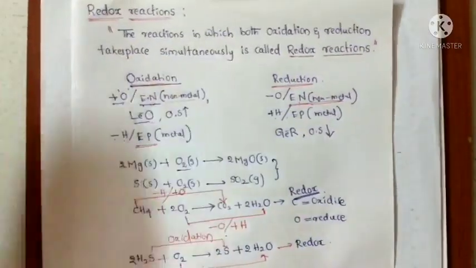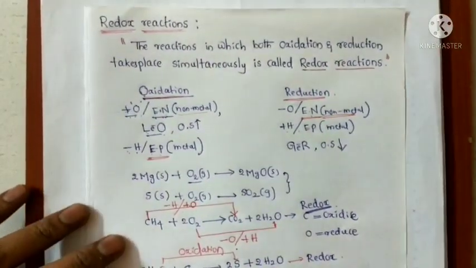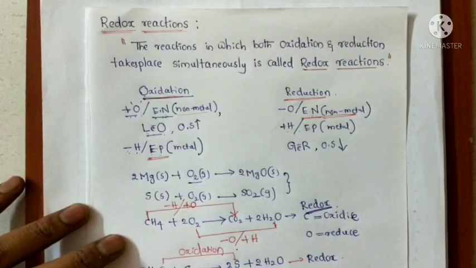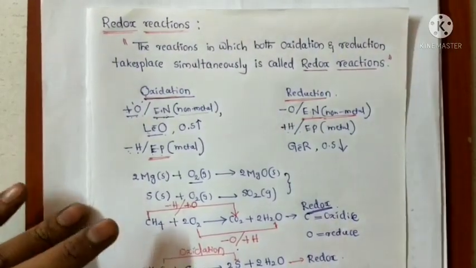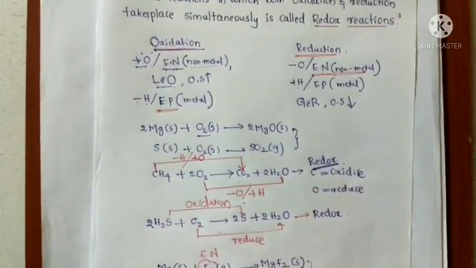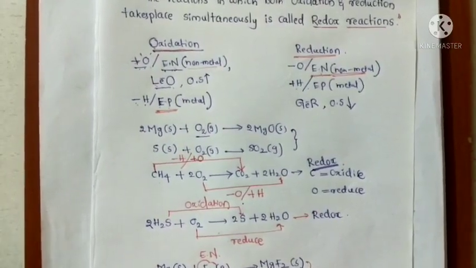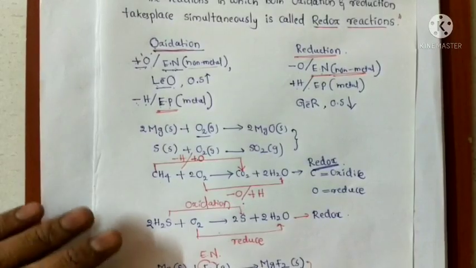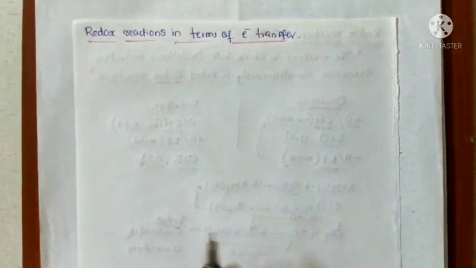So these are examples where some reactions act as an oxidation process, some reactions take place as a reduction process, and some reactions act as both reduction as well as oxidation simultaneously. Those reactions are called redox reactions. Redox reactions in terms of electron transfer.